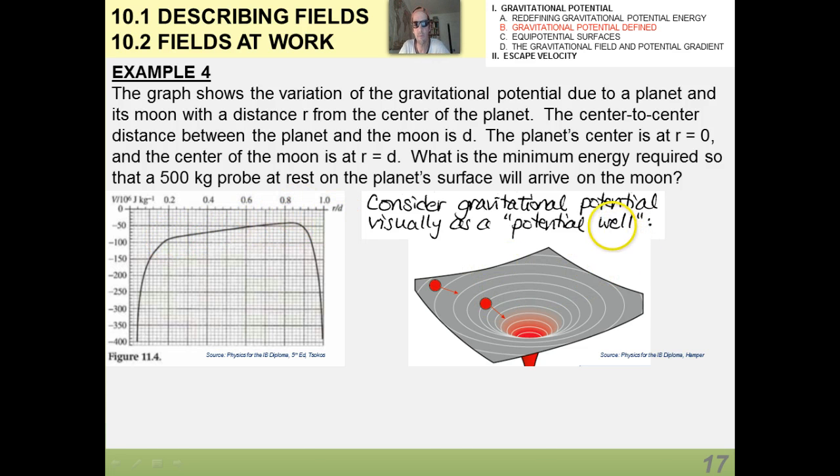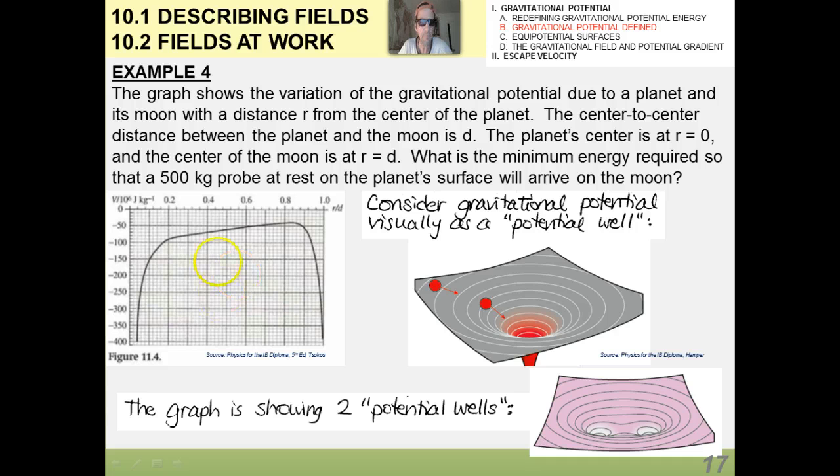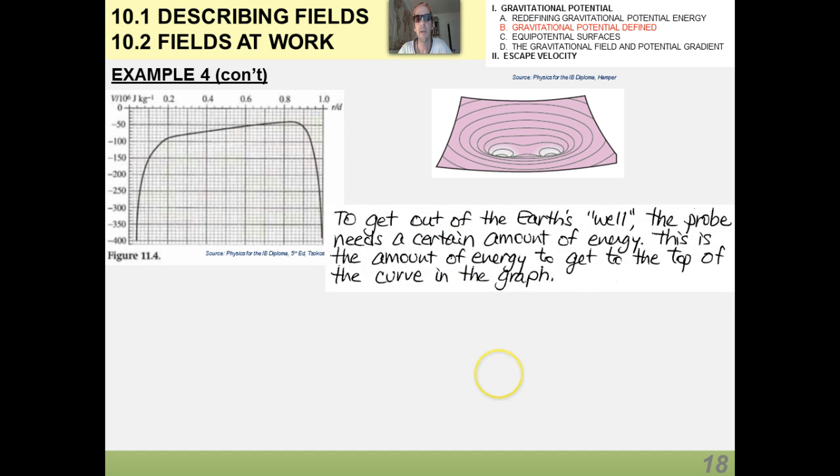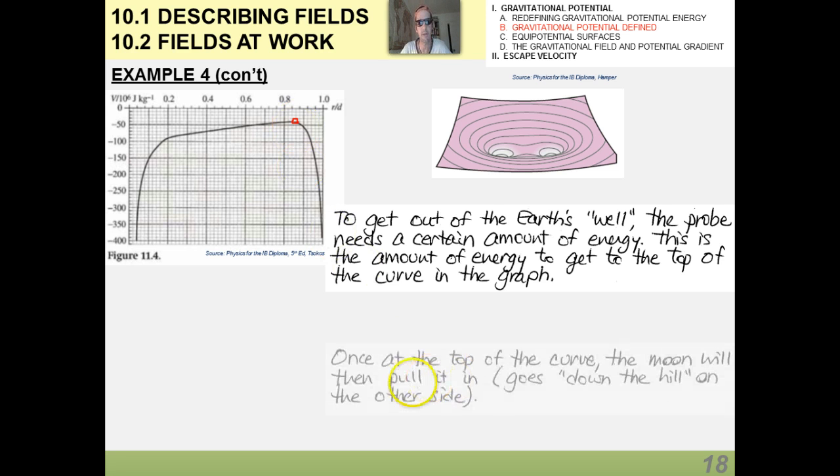It's the same idea as what's called a potential well. This graph is actually showing two potential wells. Here's one right here, and here's one right here, separated by a hill. The hill is the point in between right there. We're going to continue this example. To get out of Earth's well, the probe needs a certain amount of energy. This is the amount of energy to get to the top of the curve in the graph. So a lot of energy here, a little more, a little more, all the way to that point right there is where we need to get to.